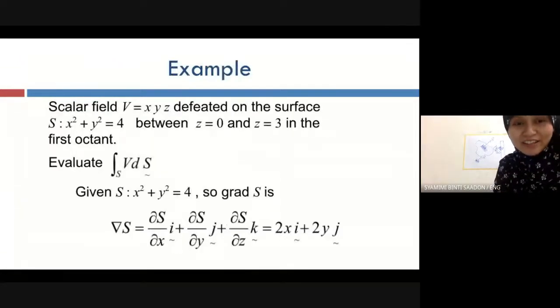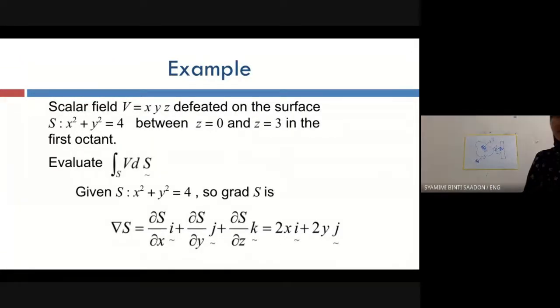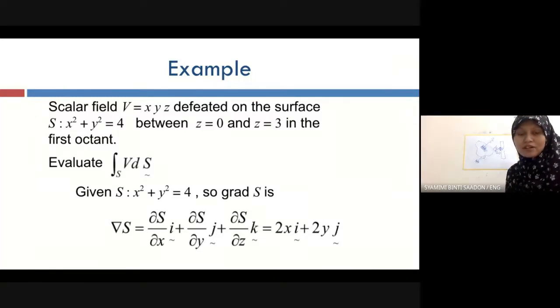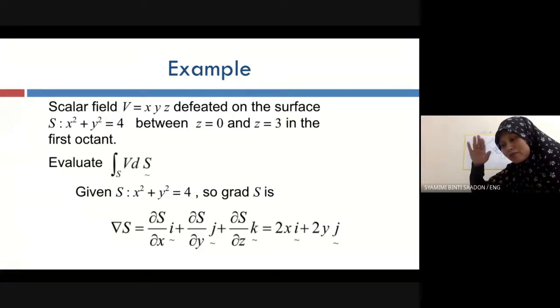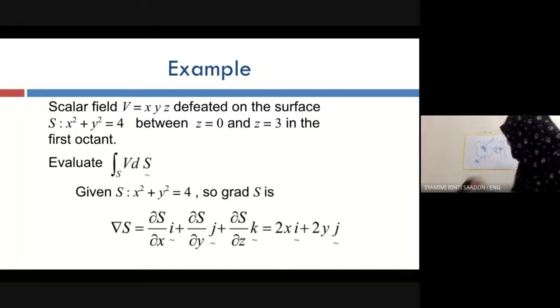And then, for example, a scalar field V(x, y, z) defined on the surface S, which is like the circle just now, between z = 0 and z = 3 in the first octant. That means the plane. Because you have x, y, z. Just now the example is only x, y, so with x, y you only have 4 planes.